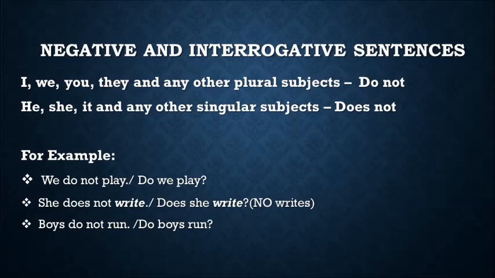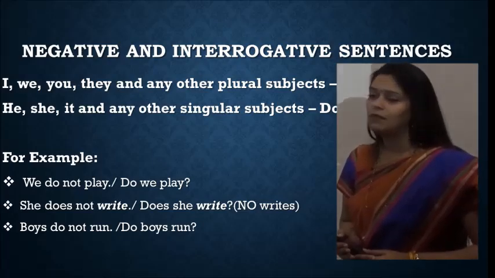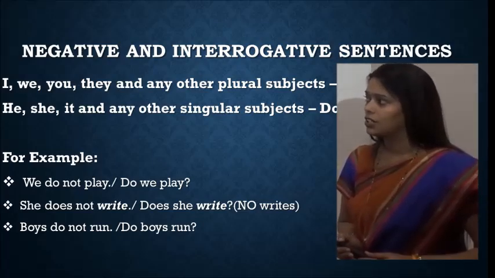Now move on to the structure. I, we, you, they and any other plural subject will always take do not. So concentrate or focus on this aspect, students, that we are supposed to use do with it, do not. In the same manner, he, she, it or any other singular subject will always take does not. Right. Now the same rule will be followed with all these things, like we do not play. This is an example of negative sentence. Second one, do we play? This is an example of interrogative. Now look at this structure.